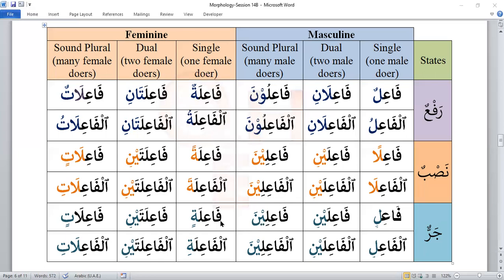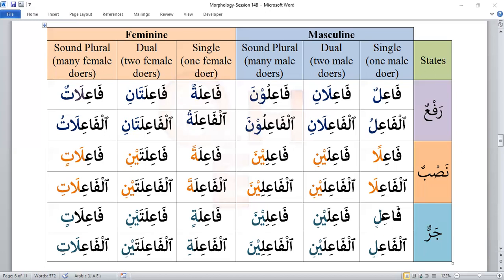Now for the female, fa'ilatin, dual female fa'ilataini, and fa'ilatin for plural. You can see that here also the suffix is exactly the same for nasb and jar in the dual. Taini, taini. Atin, atin. So the overall jar state conjugations are fa'ilin, fa'ilaini, fa'ilina, fa'ilatin, fa'ilataini, fa'ilatin. I'm not reading the conjugations using the definite particle. I think it's very obvious to you.